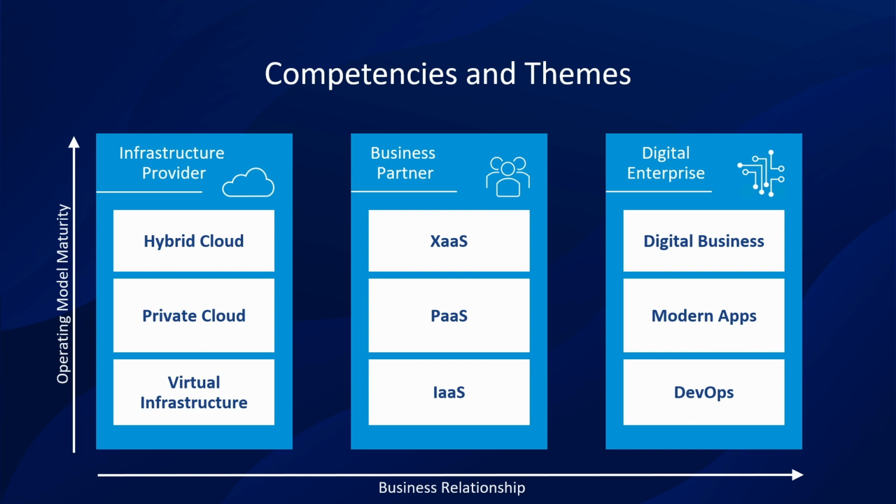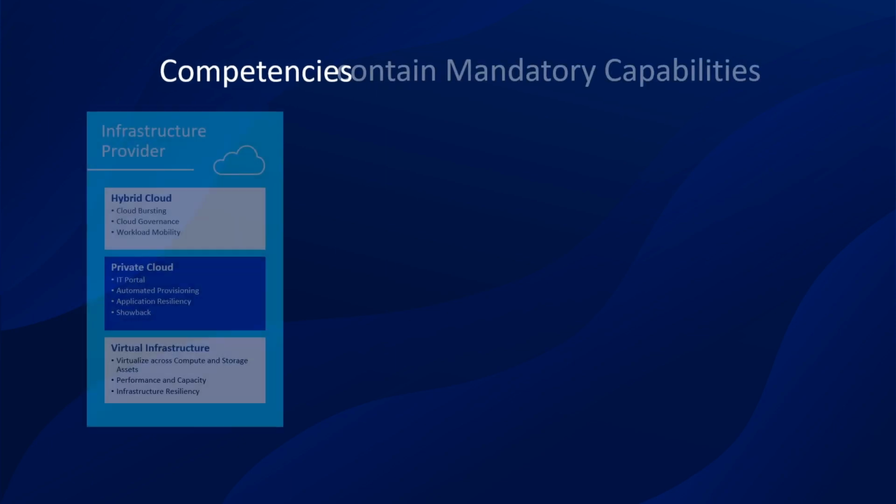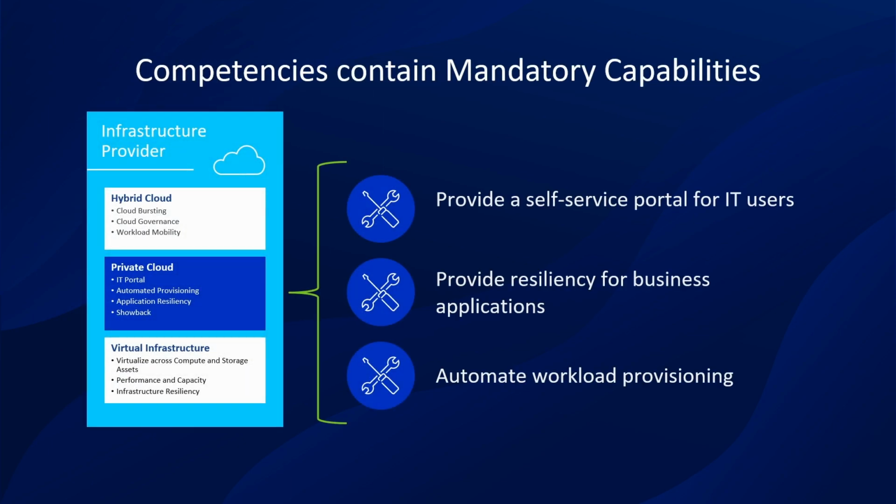As you can see, for each one of those, you need to start looking at what are my competencies. Everything in white there is what is called a competency. You need to start looking at how do I build this competency? A competency is like a certification, if you think about it that way. Now, within each competency, you have mandatory capabilities. These are tick boxes that you must have, so that you say, okay, now I'm certified over here. For example, in the private cloud competency, you might think, okay, I need a self-service portal, I need to provide a certain amount of resiliency, and I need to automate my workload provisioning.